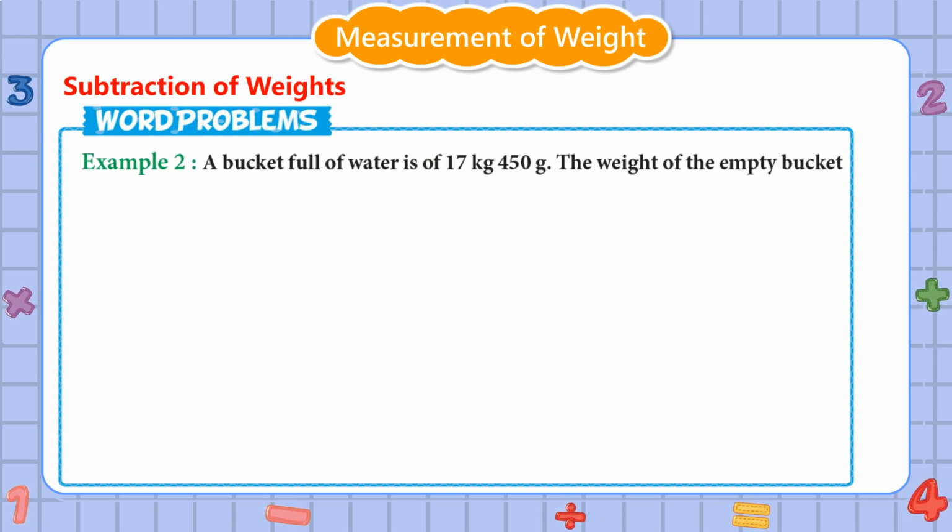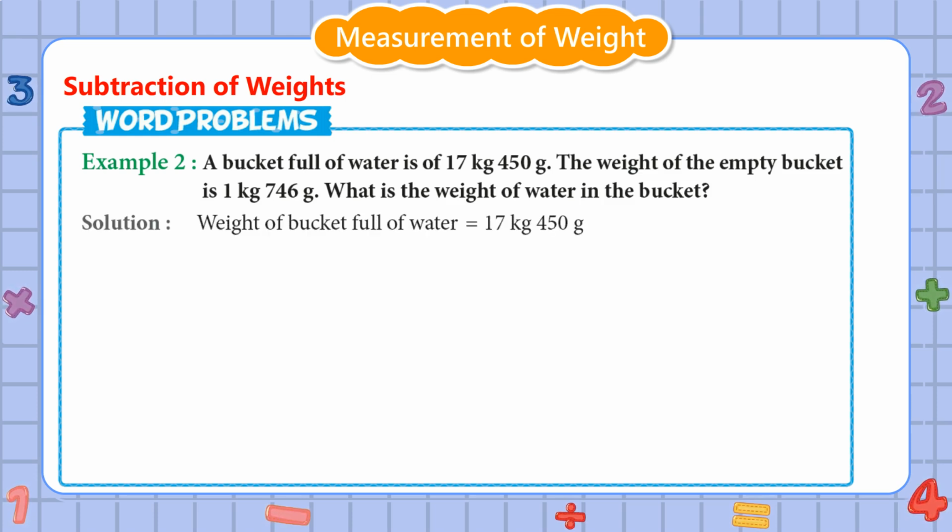Example 2. A bucket full of water is of 17 kilograms 450 grams. The weight of the empty bucket is 1 kilogram 746 grams. What is the weight of water in the bucket?